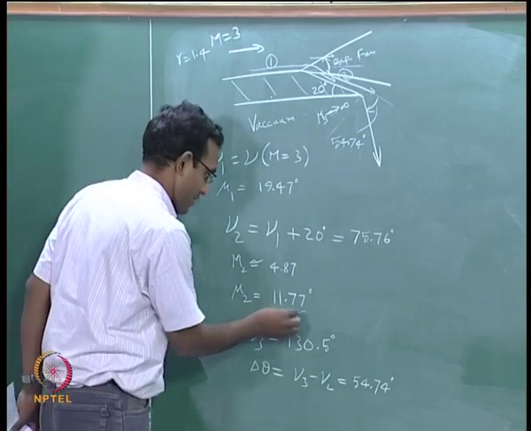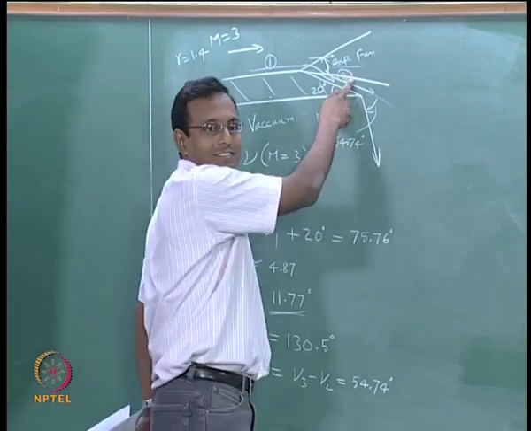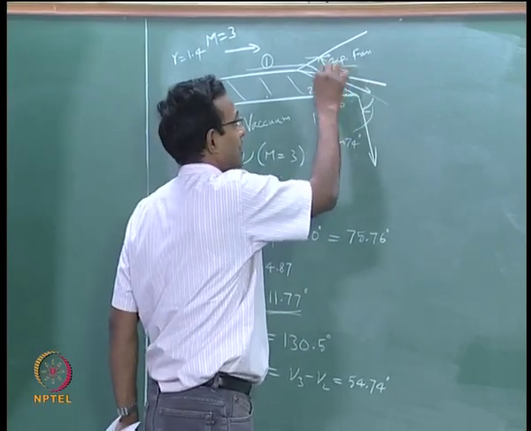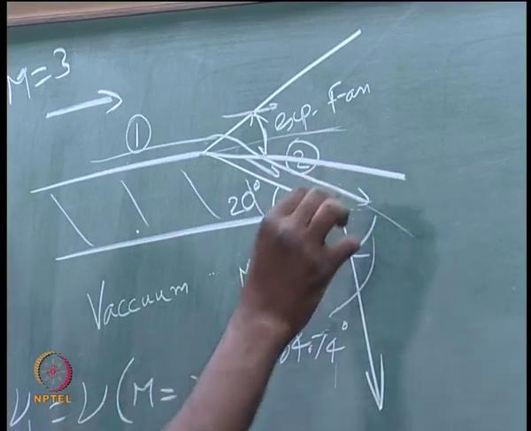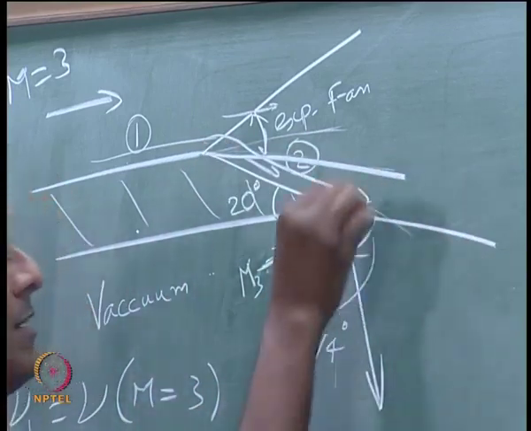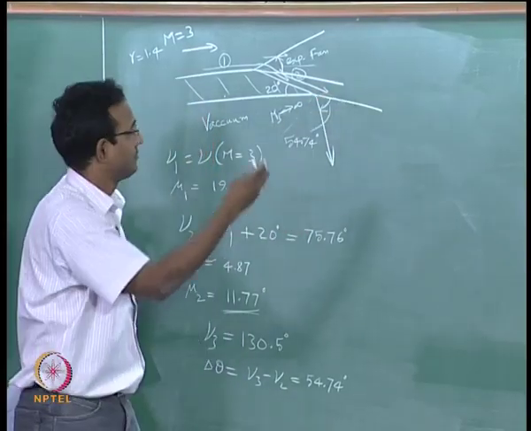The same thing here, 11.77. But we already have an expansion there. I don't need to go and look at it anymore. I know that the Mach number here is all the same, velocity vector direction is all the same. So I just have to draw a parallel line to that. That's my first expansion wave. This and this are parallel. Right, it's the same condition.